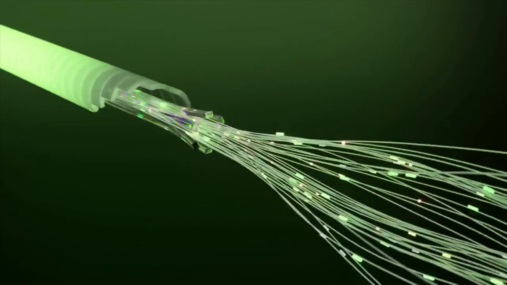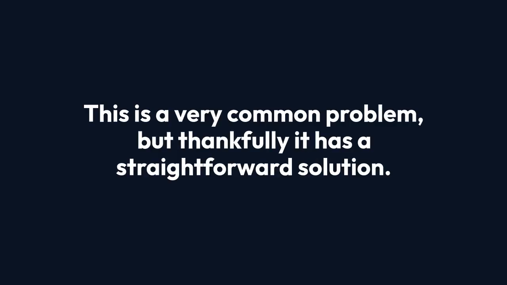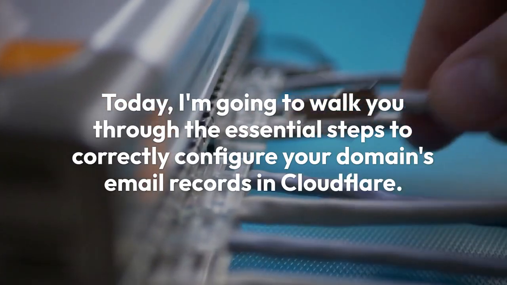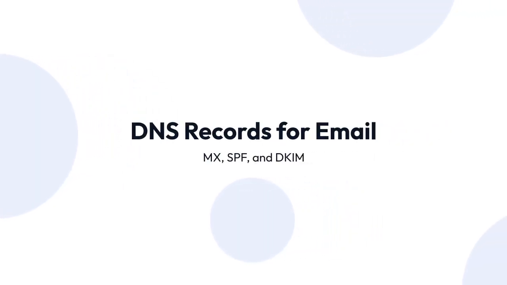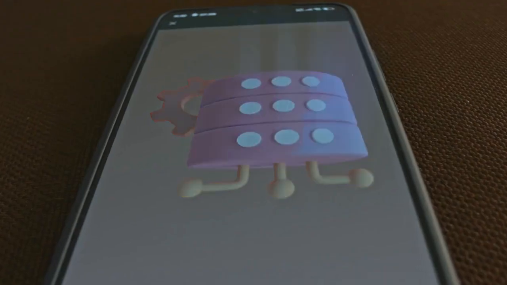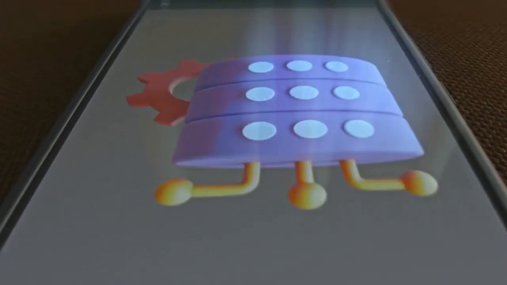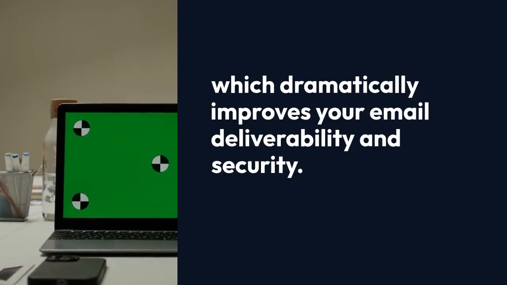Are you using a custom domain with Cloudflare but finding that your emails are not being delivered, or worse, landing in the spam folder? This is a very common problem, but thankfully, it has a straightforward solution. Today, I'm going to walk you through the essential steps to correctly configure your domain's email records in Cloudflare. We will cover the three most important DNS records for email: MX, SPF, and DKIM. Properly setting these up tells the internet where to send your mail and proves that you are a legitimate sender, which dramatically improves your email deliverability and security.